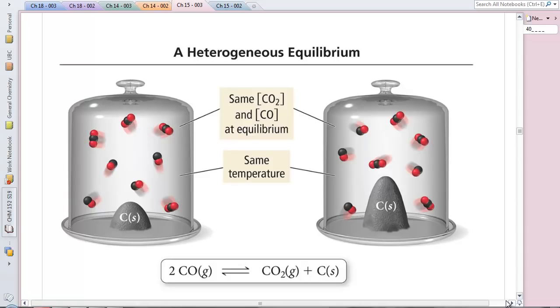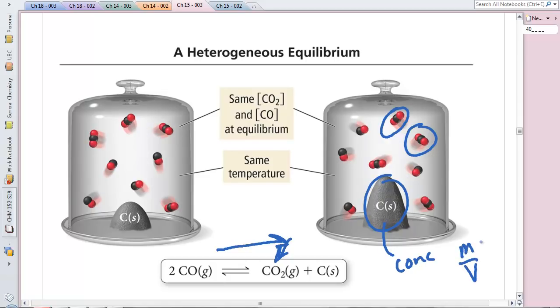If you look at this, we're actually making more product, so as this reaction runs, it is going to the right. We are making more carbon dioxide, and we are making more carbon, but the concentration of that solid hasn't changed. Yes, we have more mass, but we have more volume. Mass divided by volume is going to be the same compared to the mass divided by the volume over here. So we don't include solids or pure liquids in our expression.